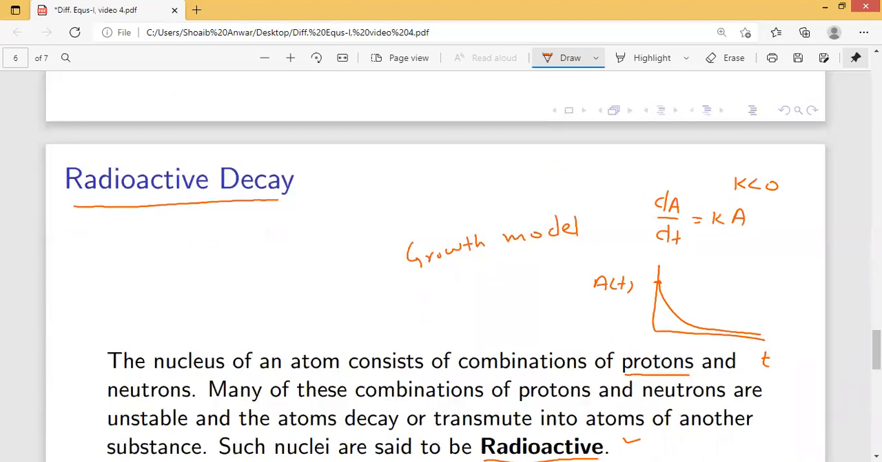The A of t starts with some fixed value and keeps on decreasing because k is less than 0, and its solution is also an exponential, and the decay is an exponential decay. Now look, this is a starting value. This is a starting value when you start noting the decay of a given substance. Let's say the starting value is A naught when time t is equal to 0.